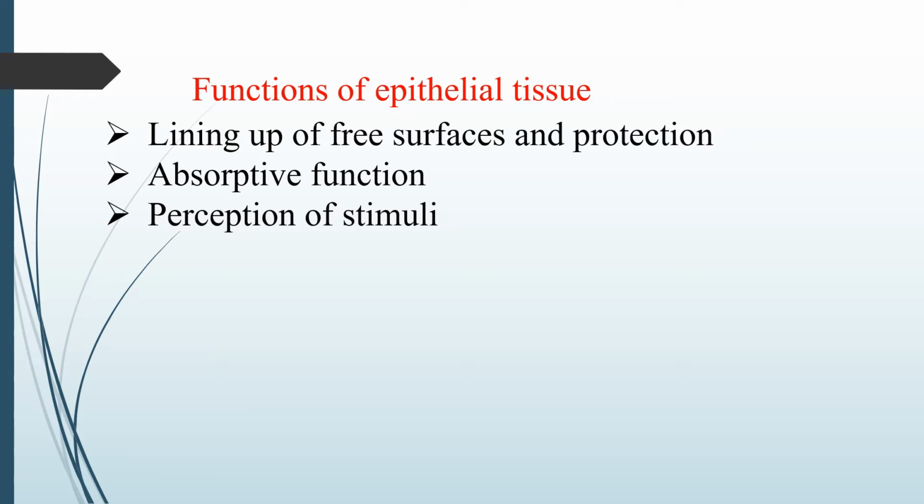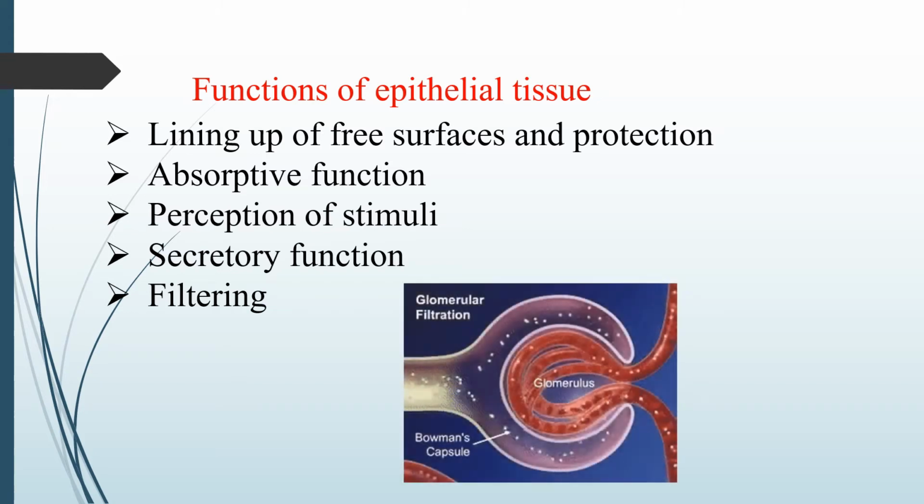Perception of stimuli. The epithelium of the tongue and nose detect taste and smell senses. Secretory function. Secretion of mucus by the lining epithelium of the respiratory tract. Next one, filtering. Epithelium of Bowman's capsule in nephrons filters blood.